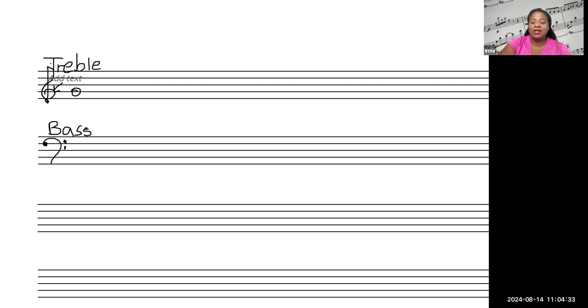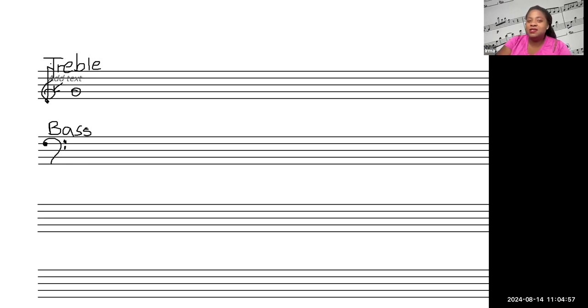So in the musical alphabet, we have a total of 7 notes, okay? I'll start from C. That's C, D, E, F, G, A, B. Okay, and then it just starts over. It just keeps going over and over and over again.